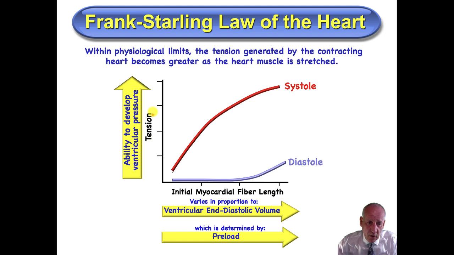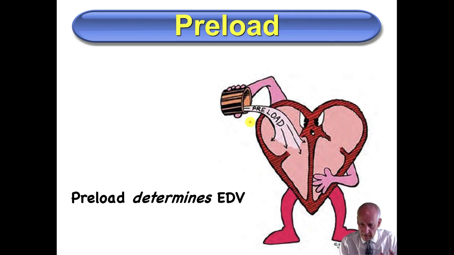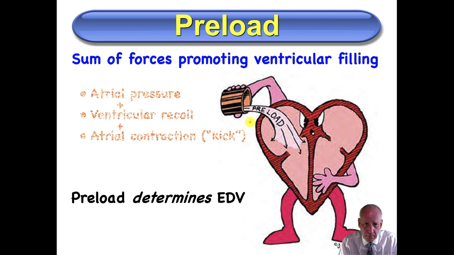On the y-axis, we'll plot the active tension that the muscle is capable of generating when excited, the ability to develop ventricular pressure. A graph like this, which plots the pumping performance of the ventricle as a function of ventricular preload, or end diastolic volume, is called a ventricular function plot. So if end diastolic volume, ventricular muscle stretch, is an important determinant of pumping performance, what in turn determines preload?